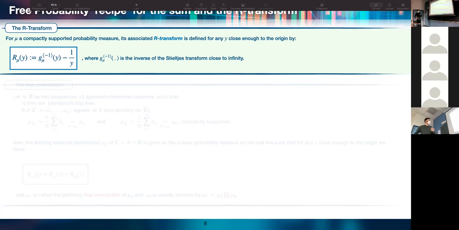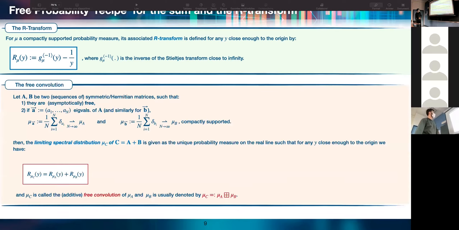You start by defining the R transform. The R transform takes a probability measure and a complex number, and gives you another complex number. It is defined as follows: you first take the inverse of the Stieltjes transform and you subtract 1 over y. So this is the R transform. And the free convolution is defined the following way. If you have two symmetric matrices such that the empirical spectral distributions converge to some compactly supported distributions mu_A and mu_B, the free convolution is defined as the unique probability measure such that we have linearity of the corresponding R transform. The matrix C I call the free convolution, and I use this box symbol between mu_A and mu_B.